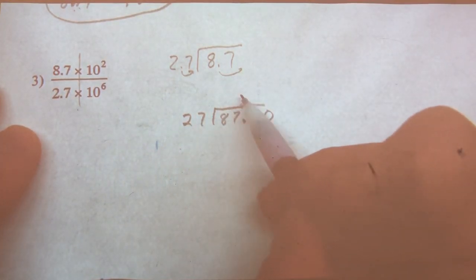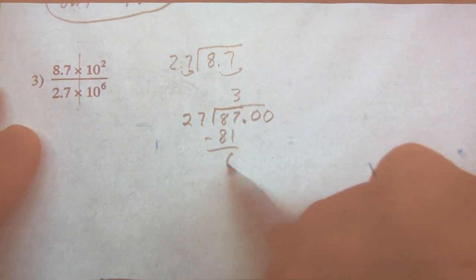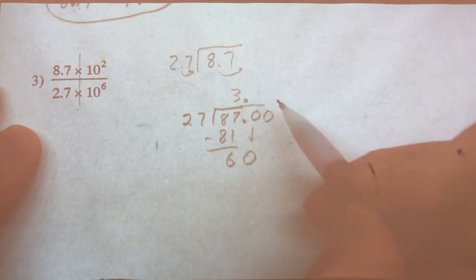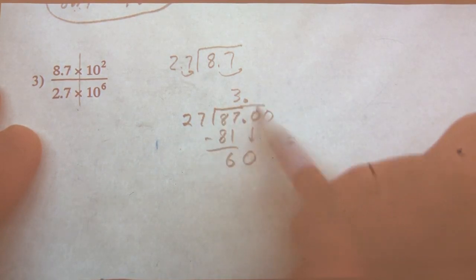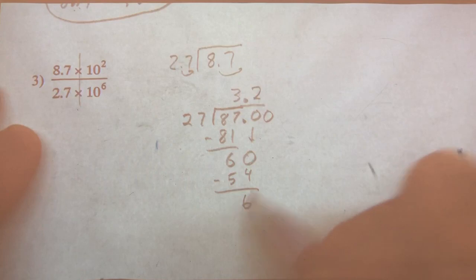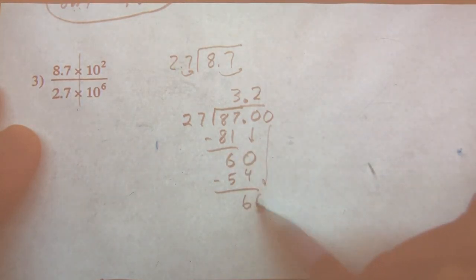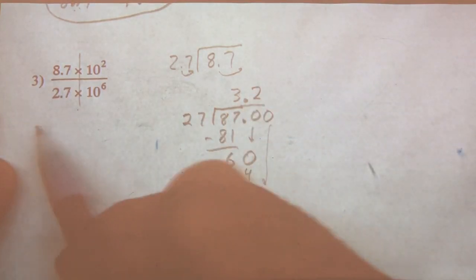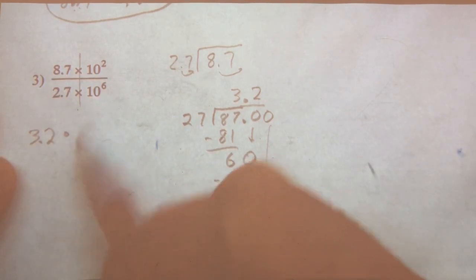So 27 goes into 87 3 times. 3 times 27 is 81. Subtract, we get 6. Bring down that 0, 60. Bring up this decimal here. So 27 goes into 60 twice. That's 54. Now notice here we had a 6 and brought down a 0. Here we have a 6. If we bring down this 0, we're going to keep doing the same thing. So this 2 is going to repeat, so I'm just going to stop there. So that's the first half of our answer, 3.2 times 10 to some power.